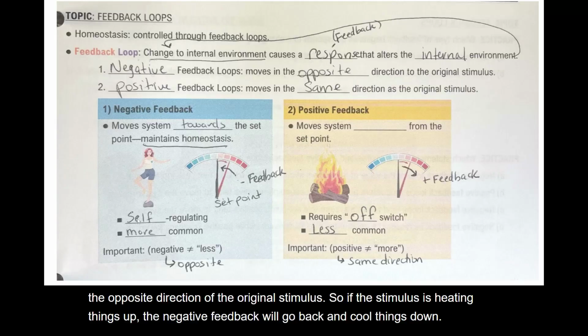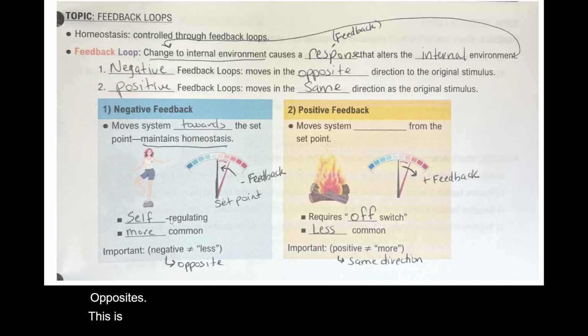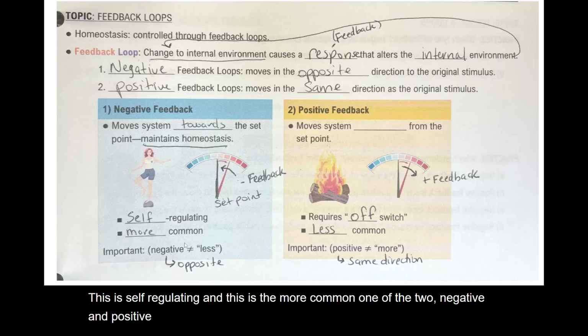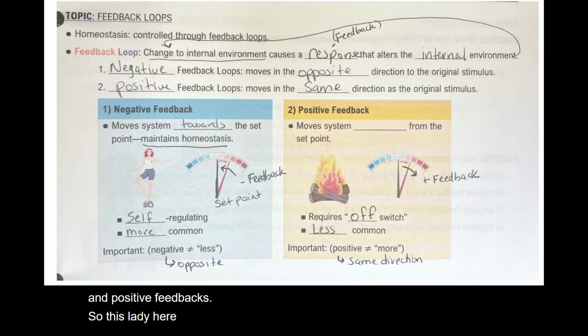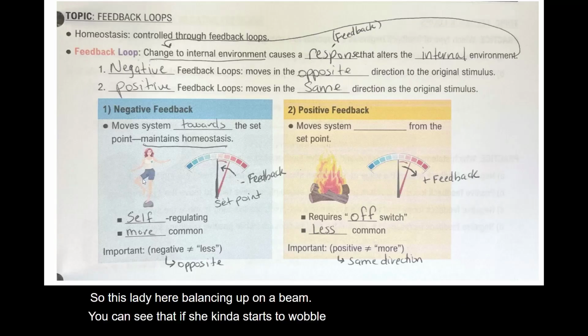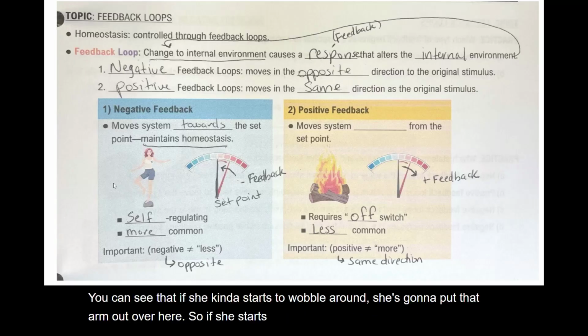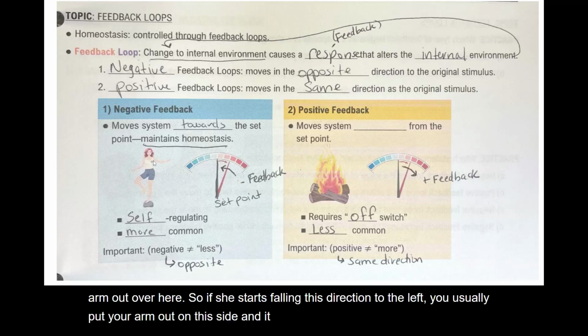Opposites. This is self-regulating, and this is the more common one of the two, negative and positive feedbacks. So this lady here balancing up on a beam, you can see that if she starts to wobble around, she's going to put that arm out over here. If she starts falling this direction to the left, you usually put your arm out on this side and it balances you out. Okay.